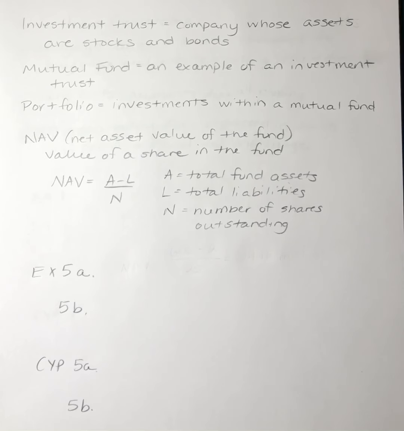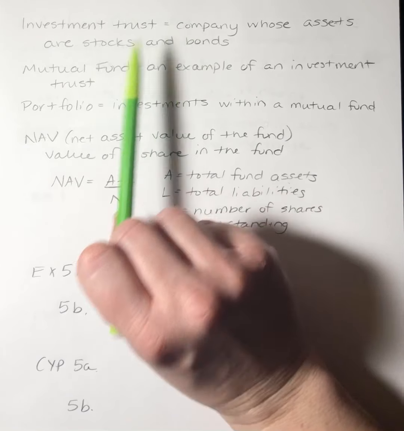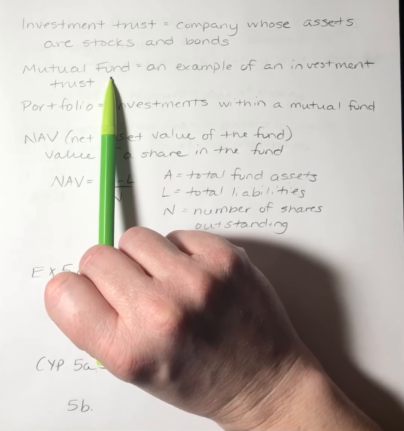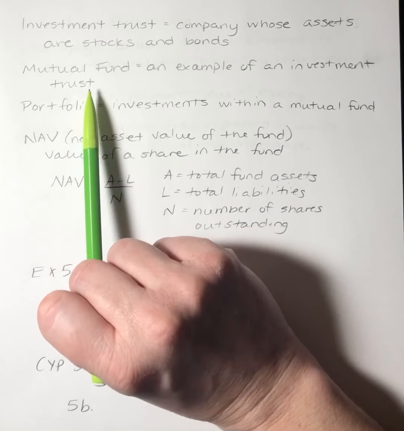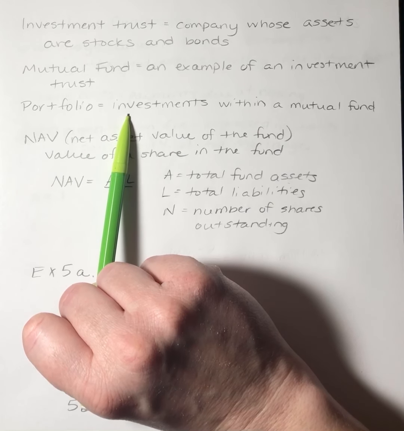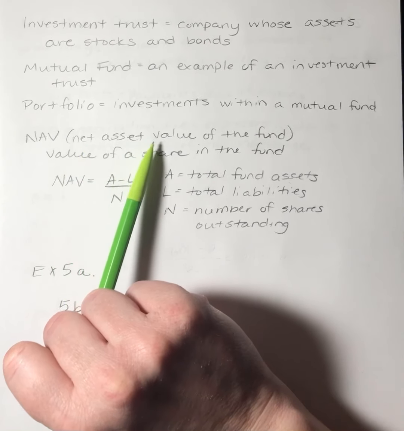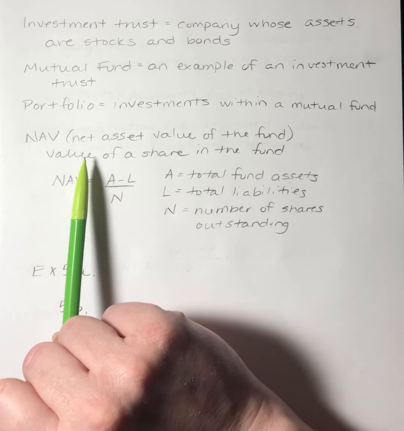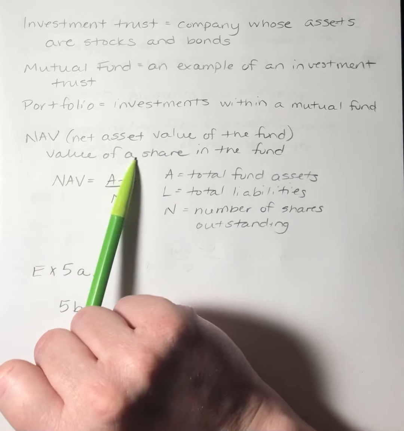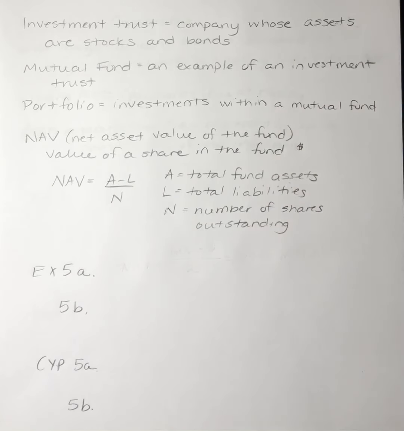All right, last part of 11.4. Investment trust, the company whose assets are stocks and bonds. Mutual fund, an example of an investment trust. A portfolio, investments within a mutual fund. NAV stands for net asset value of the fund. And this is the value of a share in the fund. So it's going to be in dollars when you get done.